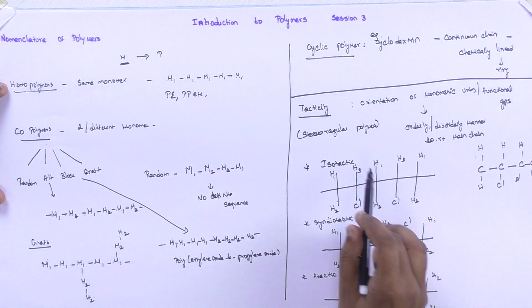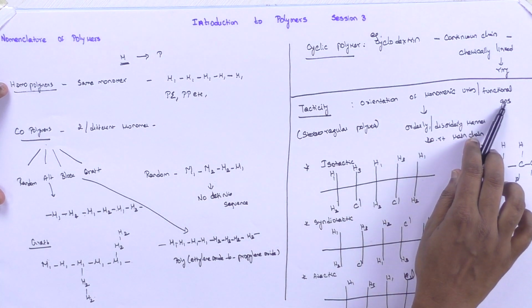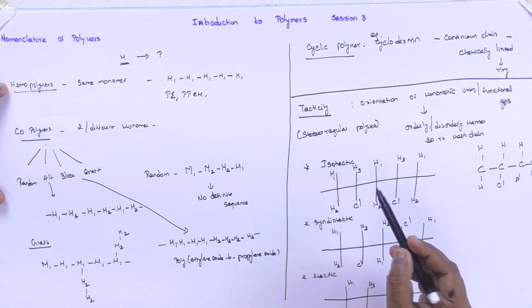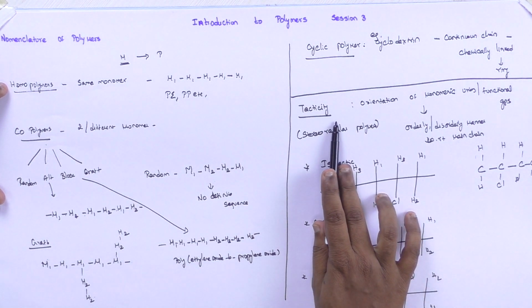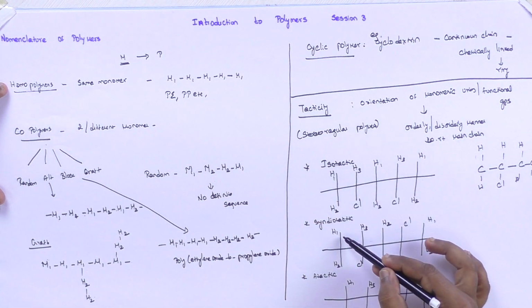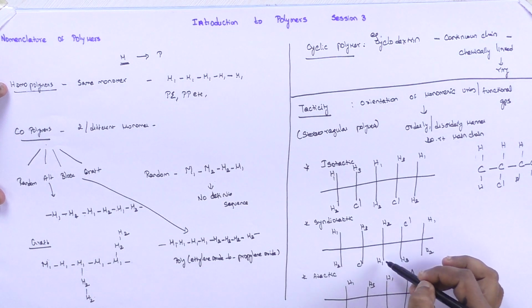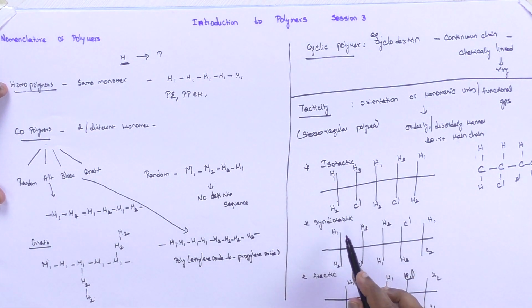So, tacticity is nothing but the orientation of the monomeric units or functional groups. You get highly stereoregular polymers. So, the stereoregularity of a polymer is indicated by means of its tacticity. Either the functional groups may be arranged in an orderly or a disorderly manner with respect to the main chain. So, you can have isotactic, syndiotactic, or atactic polymers.